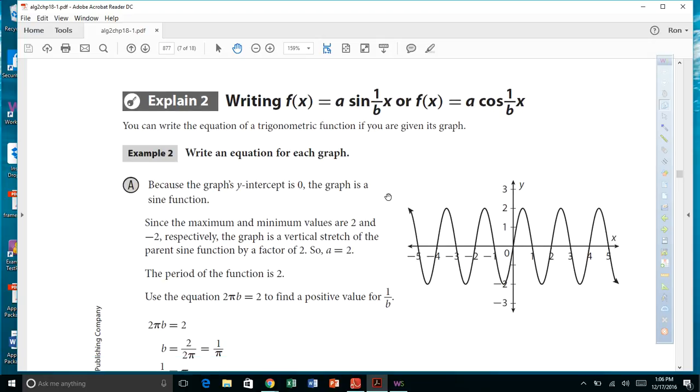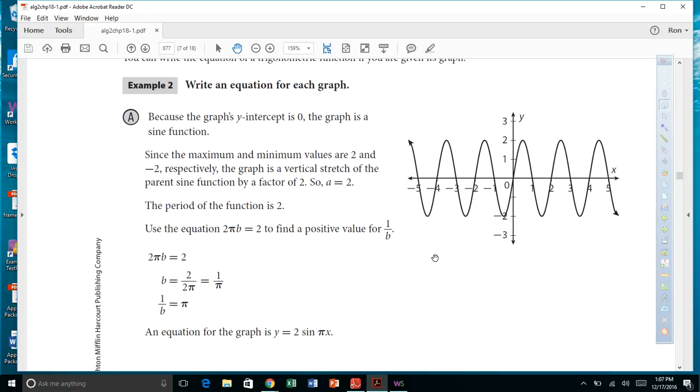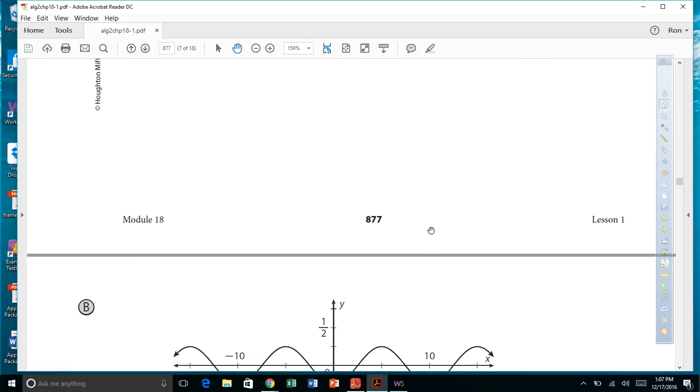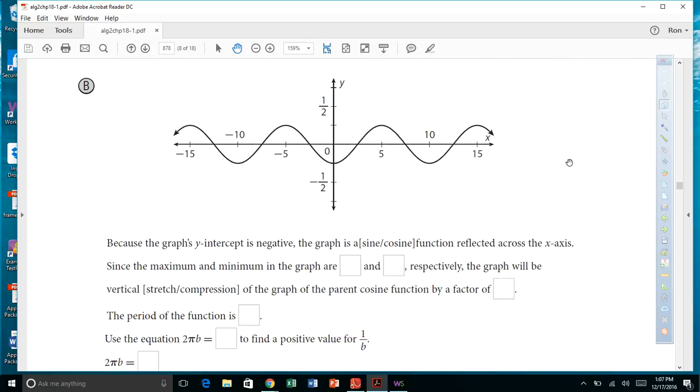Explain 2. Writing f of x equals a sine 1 over bx, or f of x equals a cosine 1 over bx. All right. You can write the equation of a trigonometric function if you are given its graph. Now I'm looking at this one right here, and I'm seeing right off the bat, look, it goes through the origin here, so it's a sine. It also has an amplitude of 2. Okay, it has an amplitude of 2, and they're pretty easy to graph. So go ahead and go through A, and then when you get back, we'll do B.